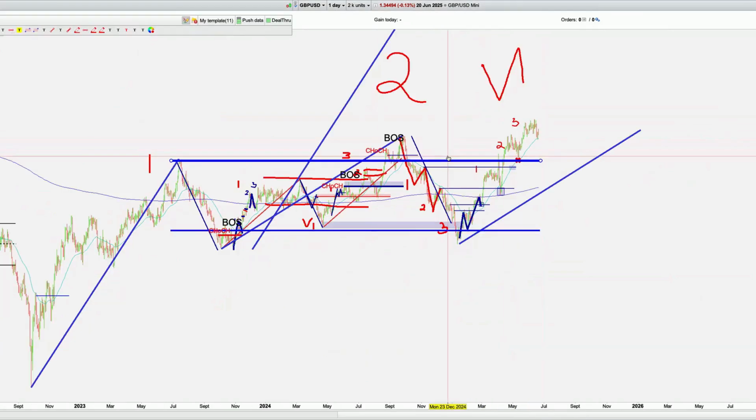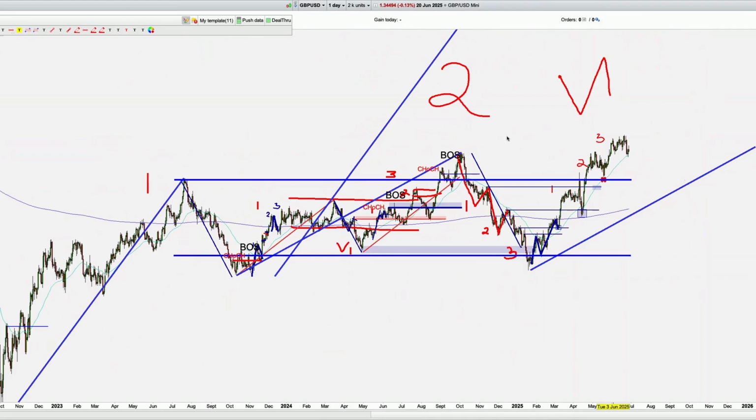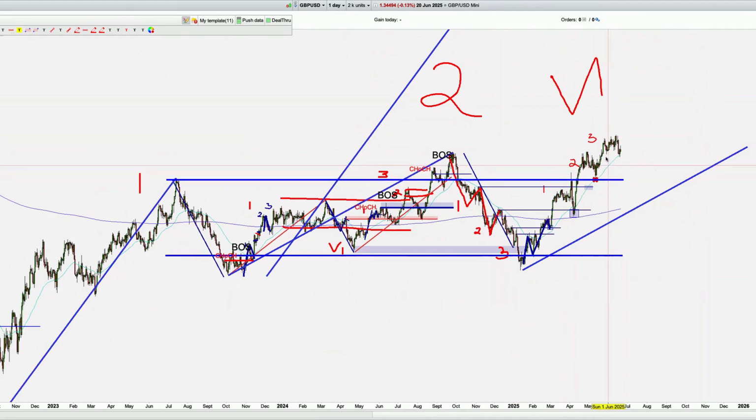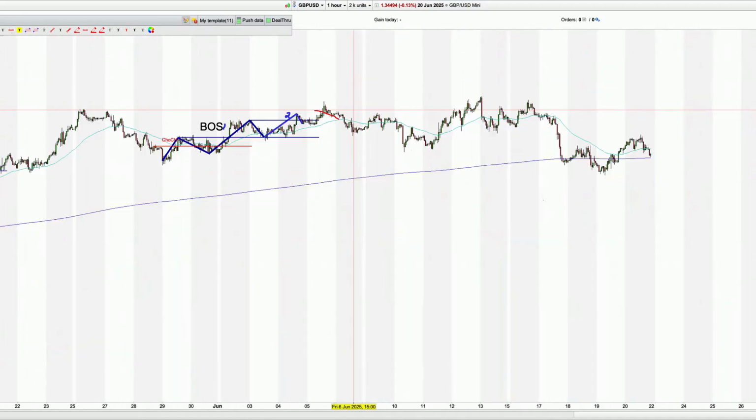GBP USD, beautiful ABCD pattern. ABCD into the high. We had 1, 2, 3. We played it from here to here anyway. So that was a good trade. This is level 1 consolidation higher. Not sure what to do with this one. It's making higher highs and higher lows, but it's done 3 of them. So I doubt it's going to give us 4 of them.